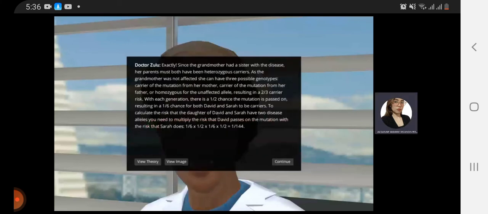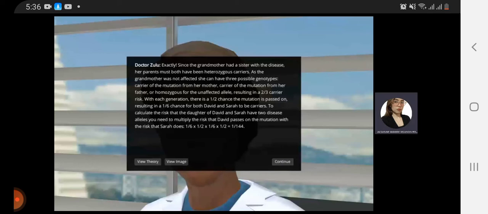Exactly. Since the grandmother had a sister with the disease, her parents must both have been heterozygous carriers. As the grandmother was not affected, she can have 3 possible genotypes: carrier of the mutation from her mother, carrier of the mutation from her father, or homozygous for the unaffected allele, resulting in a 2 in 3 carrier risk. With each generation, there is a 1 in 2 chance the mutation is passed on, resulting in a 1 in 6 chance for both David and Sarah to be carriers.